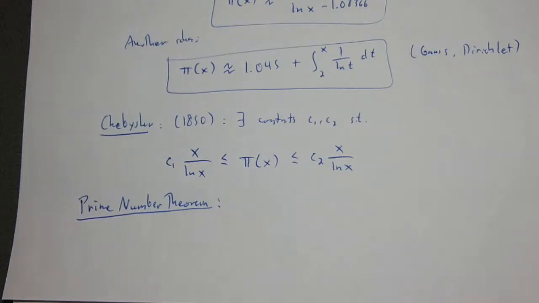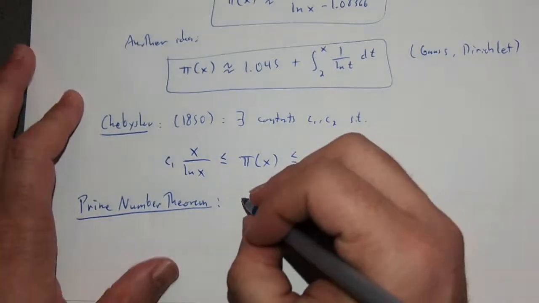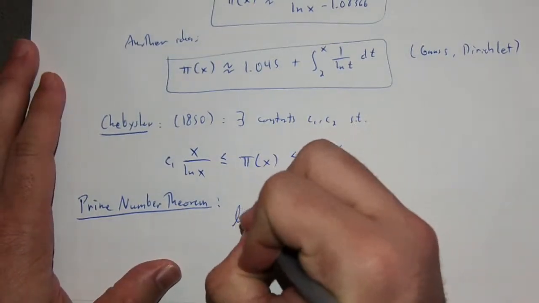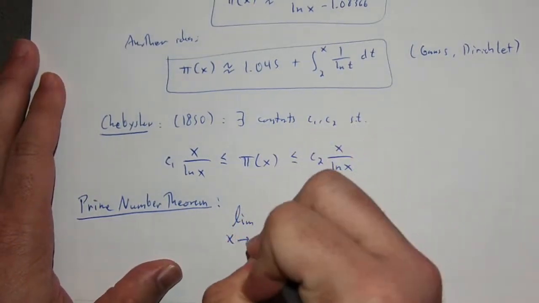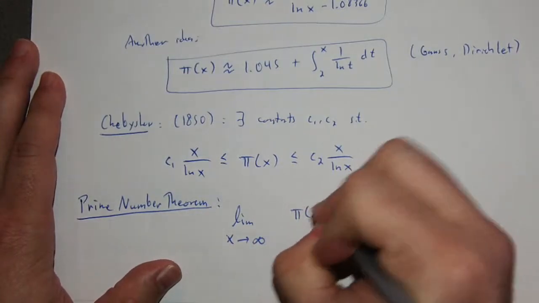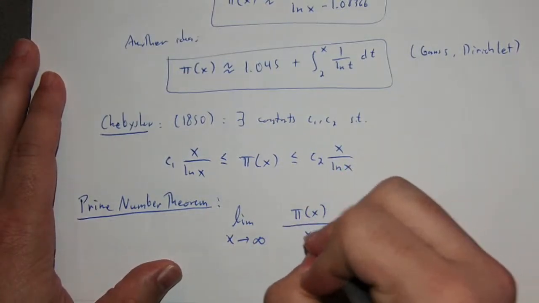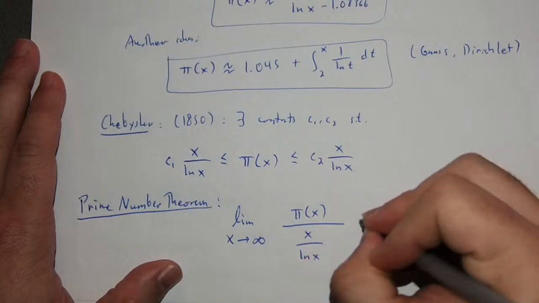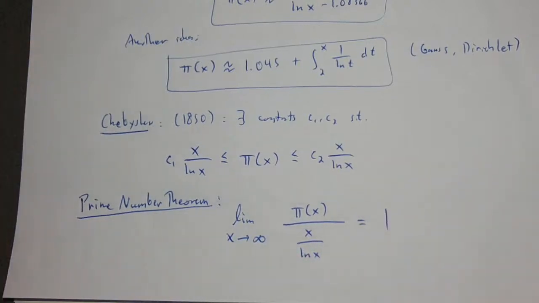But it turns out that the prime number theorem says that the limit as x goes to infinity of pi of x over x over ln x is 1. Right.